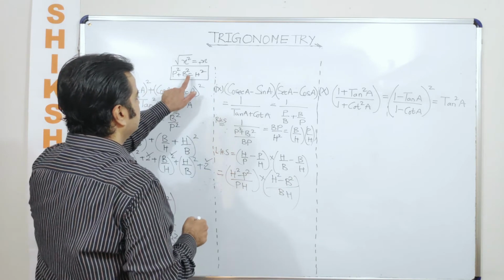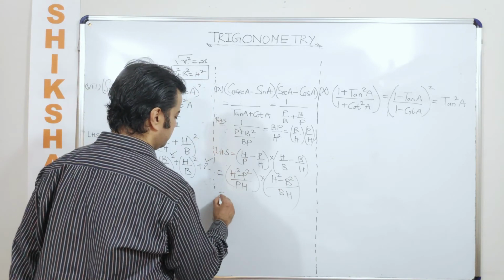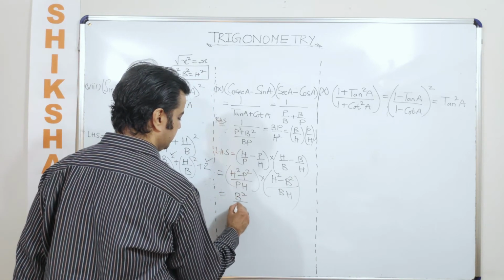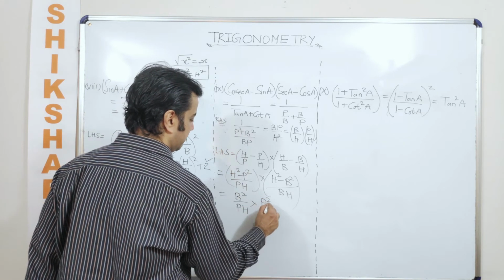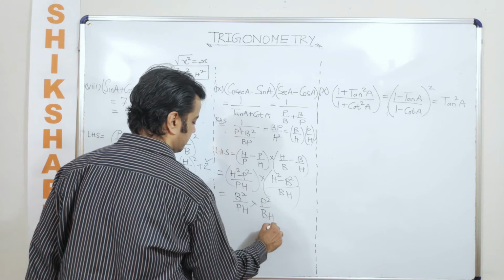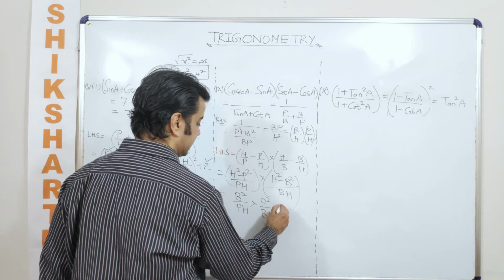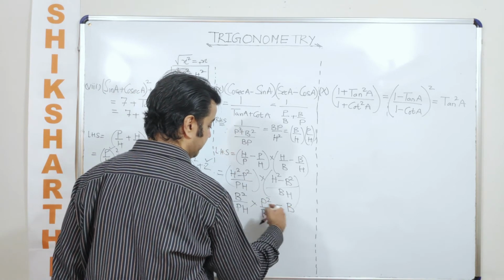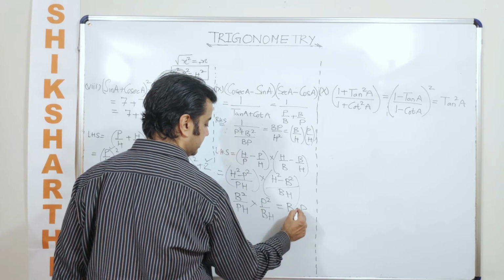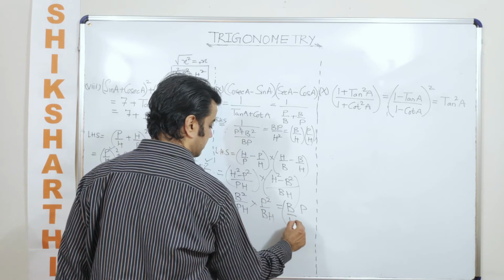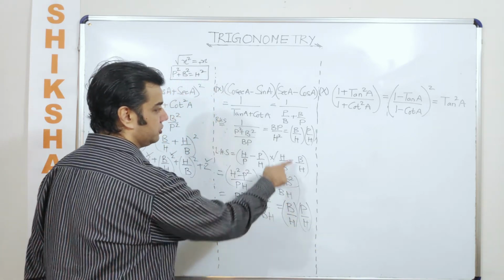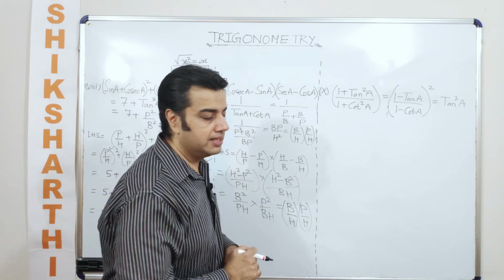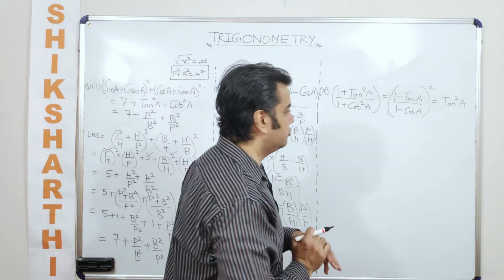Using Pythagoras theorem I can say h square minus p square is equal to b square. So this will be written as b square upon ph, and this will be p square upon bh. Using the rules of indices, I can say that one b would be left in the numerator and one p would be left in the numerator. Is this expression equal to the right hand side expression? Yes. So LHS is equal to RHS, hence proved.